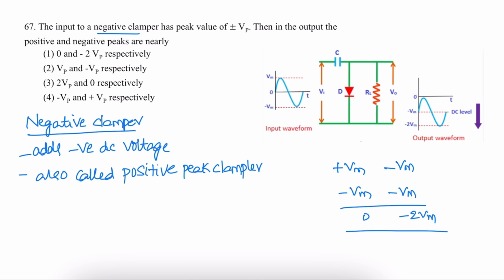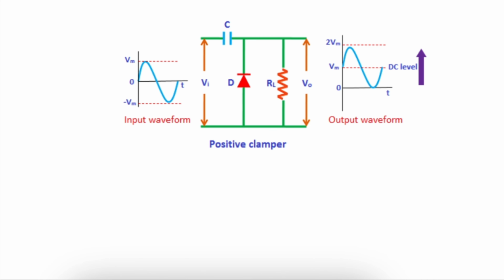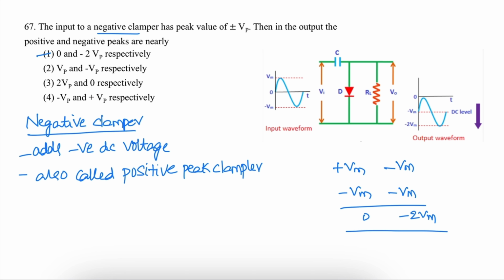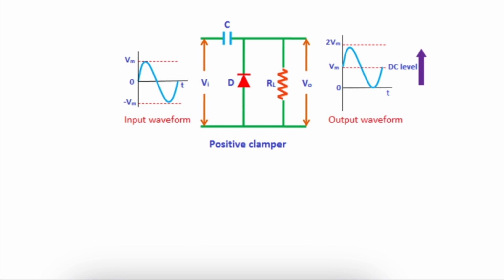Option 1. Similarly, a positive clamper adds a positive DC voltage, and it is also called a negative peak clamper. So for a positive clamper or negative peak clamper, the output is from 0 to 2 Vm.